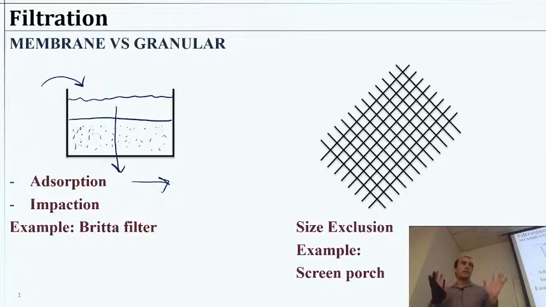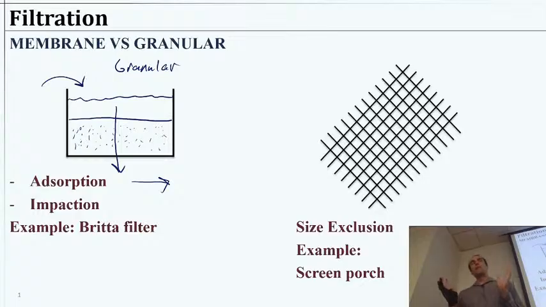So in this particular scenario, we're calling this granular filtration because these are grains of sand or something like it that are allowing particles and other stuff to stick to them and be removed in that manner. So this would be granular on this side. This is distinct from what we would call membrane filtration, which is acting like a screen.